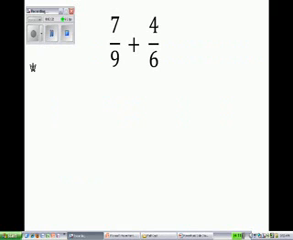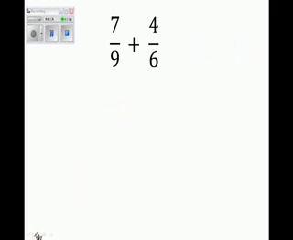Okay, so here's our first problem. 7/9 plus 4/6. So the first thing I said is that we need to find a common denominator. So a common denominator for 9 and 6 would be 18. The third thing I said is that we need to multiply the numerator by what we multiplied the denominator with to get the common denominator. So I multiplied 9 by 2 to get 18. So that means I have to multiply 7 by 2 as well. So that would be 14.